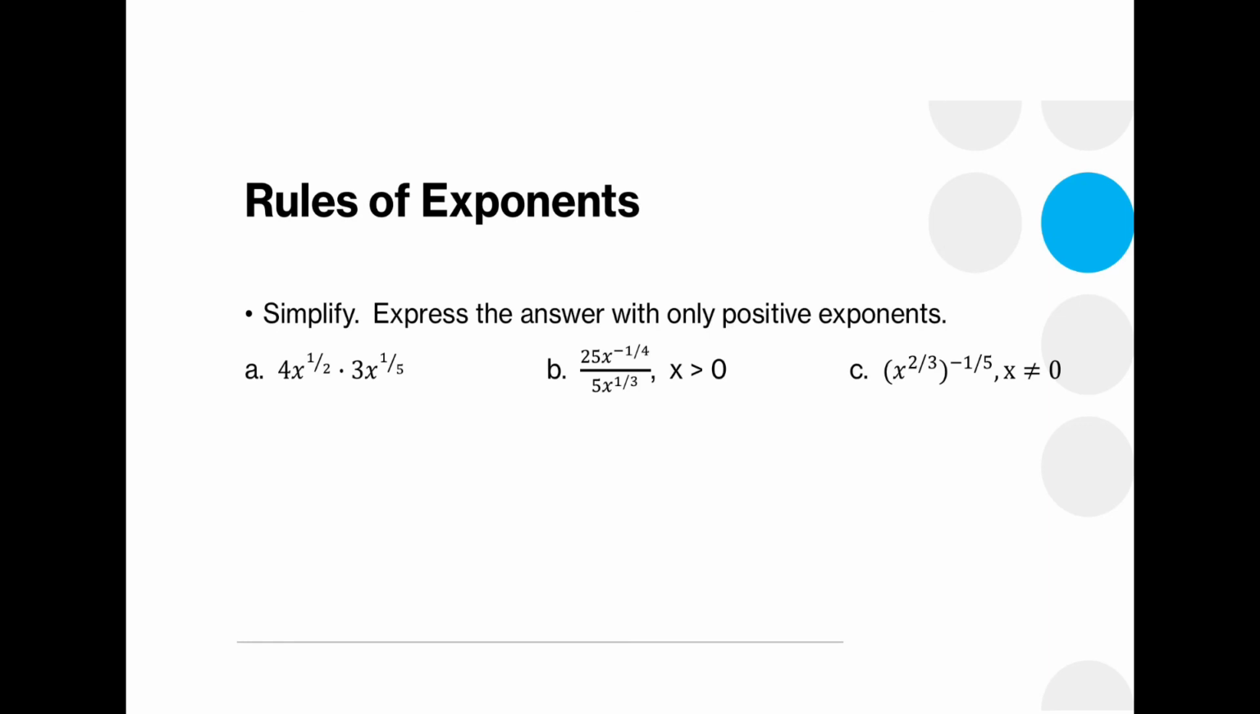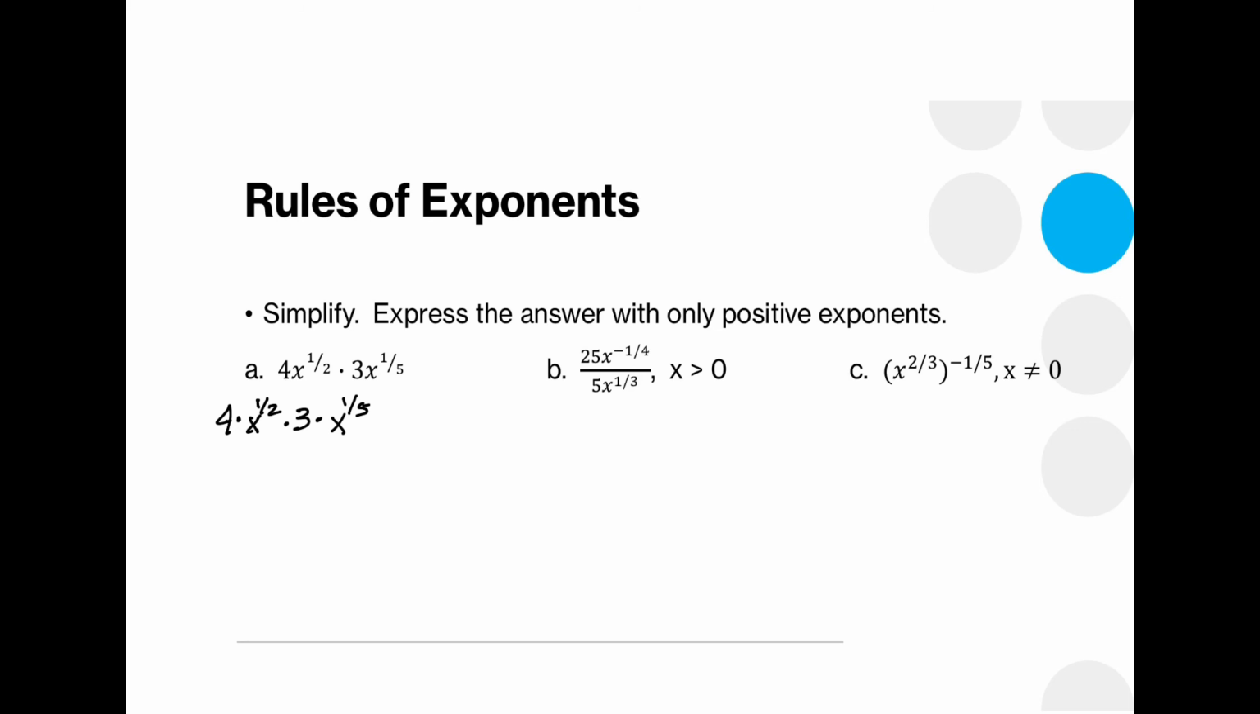All right, so given that we have negative and fractional exponents, let's look at ways, using the rules of exponents, to simplify expressions. For example, let's start with A here, where I have 4 multiplied by x to the 1/2, which would be the square root of x, times 3 times x to the 1/5. Notice that I rewrote it, not because you have to do it this way, but I just wanted to emphasize that we see the numbers right next to the variable there.